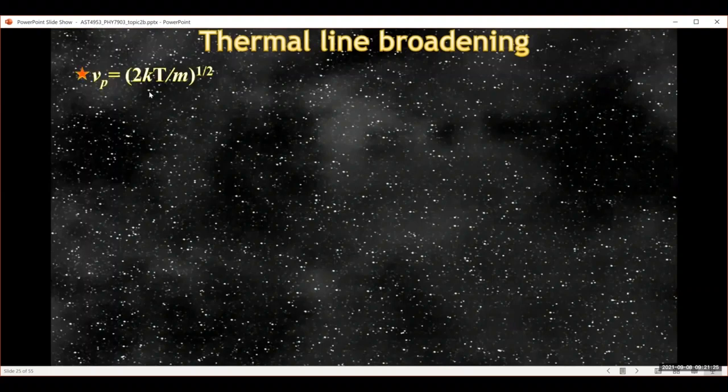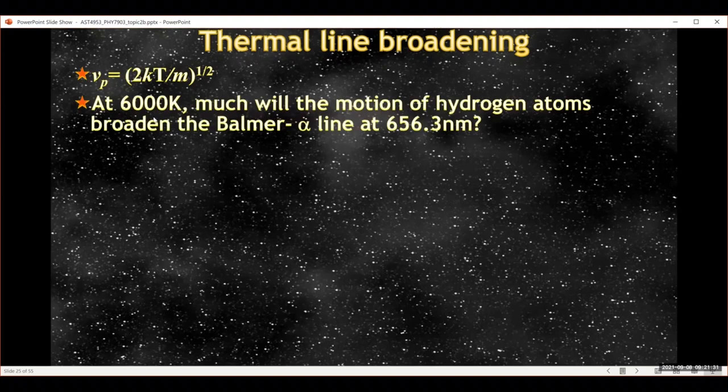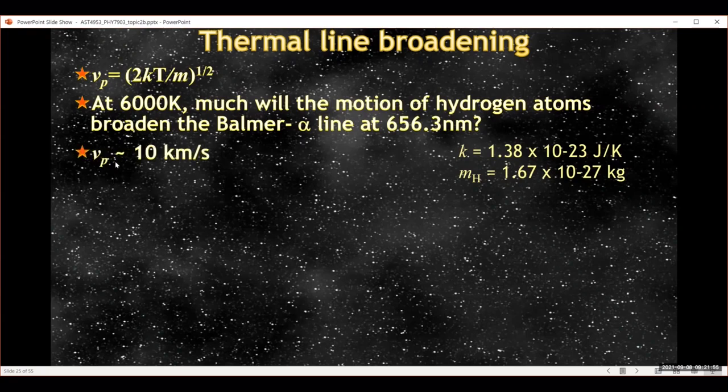So let's do a quick example. Here we have the most probable speed. At 6,000 Kelvin, which is a little hotter than the sun, let's work out how much the motion of the hydrogen atoms affects the Balmer alpha line. That's the 656 nanometer red line in visible light. Remember, this is the Boltzmann constant, and this is the mass of hydrogen. Those are over here. If we put in the numbers, we find that the most probable speed of our atoms is of the order of 10 kilometers per second.